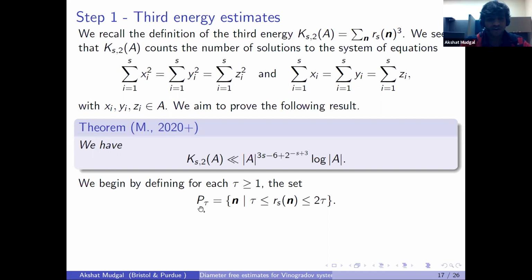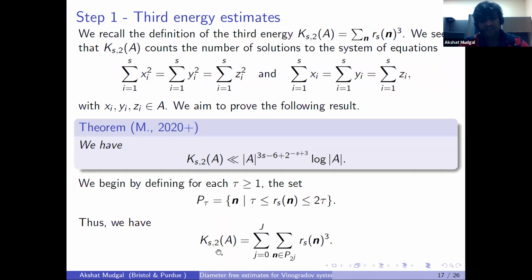So we'll define what are colloquially known as the tau-rich points. These will be the set of vectors for which the representation function is at least tau and at most 2 tau. So you can imagine that we'll dyadically decompose the third energy into dyadic intervals, and each such interval will be supported on some tau-rich set. And so if you want upper bounds on the third energy, all we need to do is find upper bounds on this inner sum.